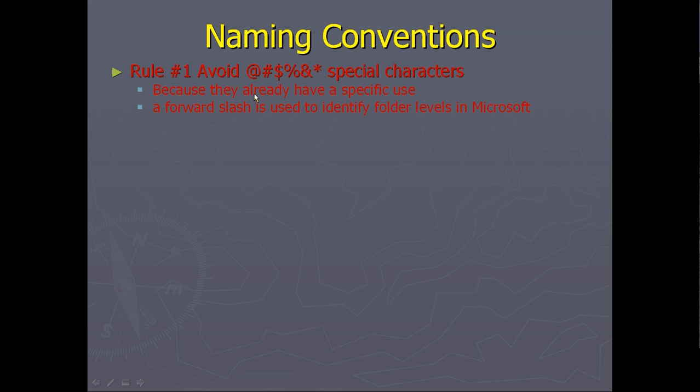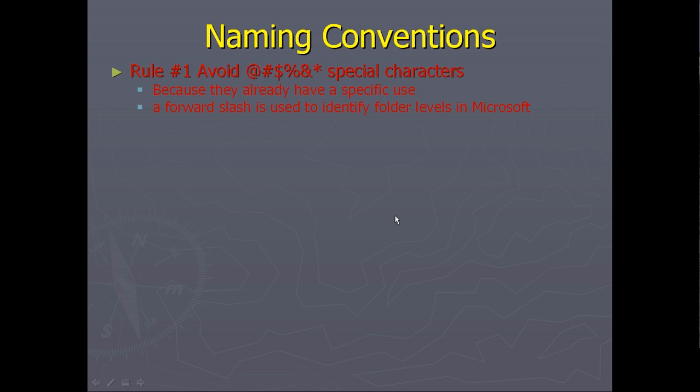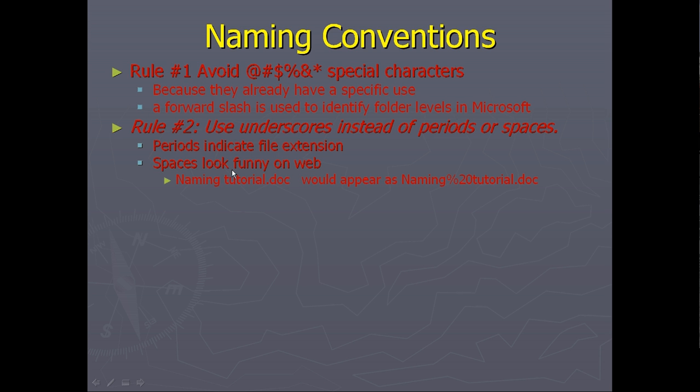Okay. Rule number 1, avoid these special symbols. Okay. They already have specific uses for Windows. A forward slash, for example, is used to identify a folder. So we looked at that folder. Okay, so for example, if you look right here, a backward slash indicates that that's a folder. So you don't want to do that sort of thing. It'll confuse the computer. Okay, so rule number 1, when you name stuff, don't put these funny symbols in it.